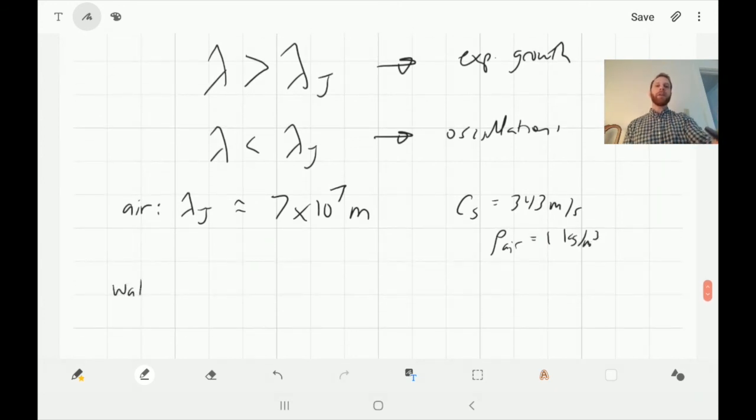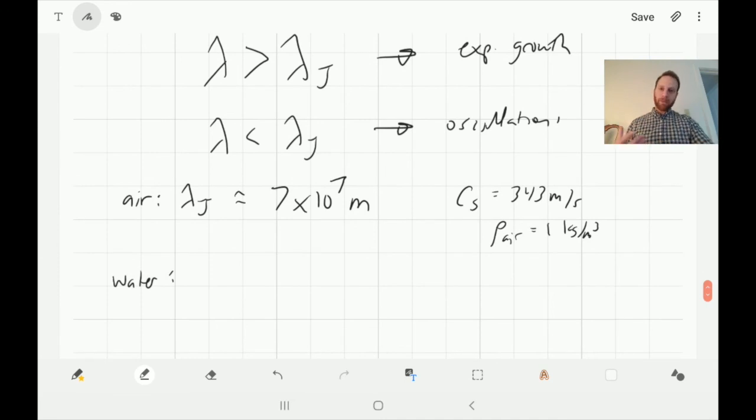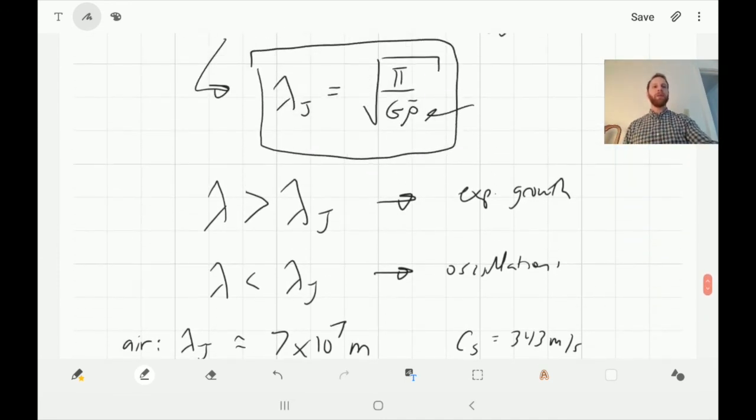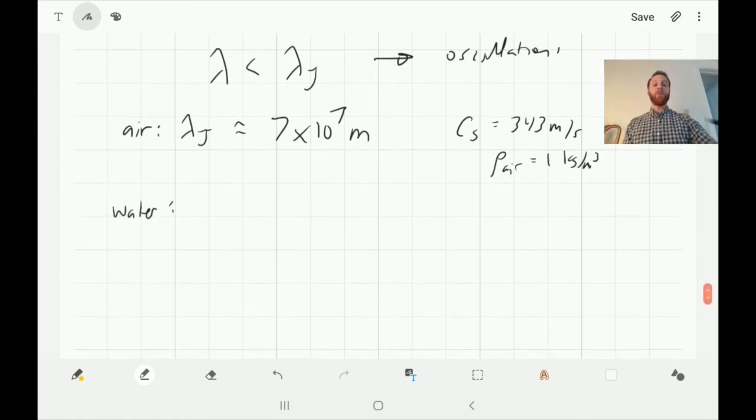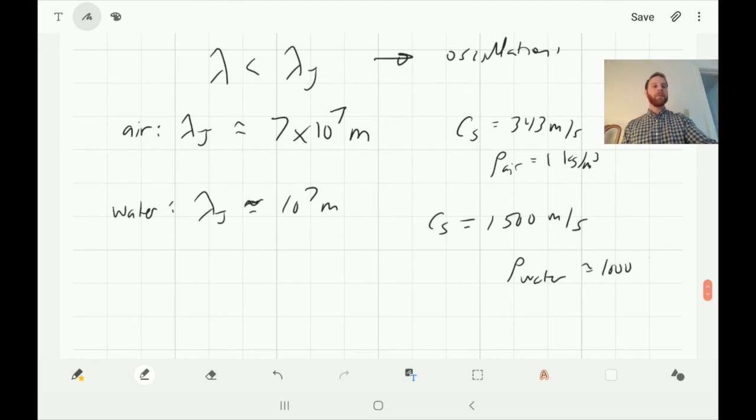If you do it for water, you're actually not going to get too much of a difference. Although the density of water goes up by a factor of 1,000, it only shows up here in the square root, and on top of that, the speed of sound in water is significantly higher. So it turns out that if you compute the Jeans length for water, you'd find this is approximately 10^7 meters. The speed of sound in water is about 1,500 meters per second, and the density is like 1,000 kilograms per meter cubed. Anyway, that's why a swimming pool doesn't collapse, and why the atmosphere doesn't collapse. The Jeans length is quite large.